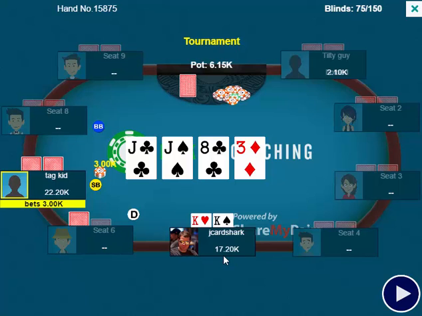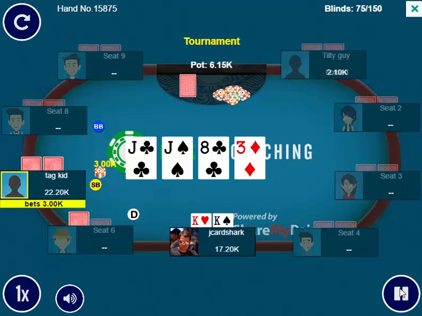So by playing the hand in this manner, we cap our upside, of course. We make it very difficult to get it all in against pocket queens or ace king. But at the same time, we really minimize our risk. Even if I lose the pot, I'm going to have 10,000 chips left at 75-150, which is certainly a workable stack. So I'm going to call.